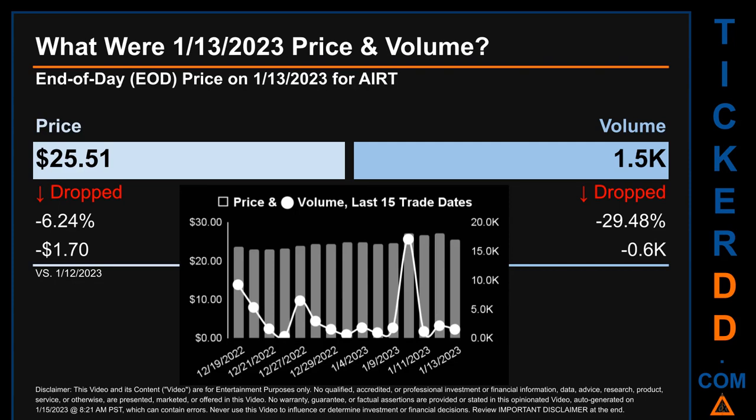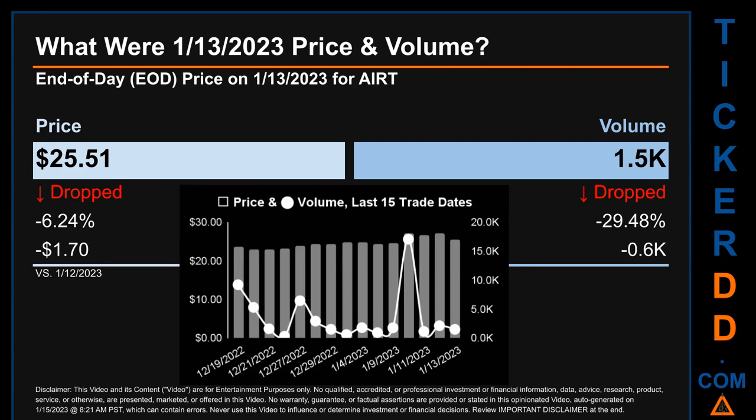What was end of day price and volume for AIRT? On Friday, January 13, 2023, AIRT had an end-of-day price of $25.51 and volume of about 1.5 thousand. Compared to the previous trading day, the price dropped 6.24%, losing $1.70, while volume dropped 29.48%, decreasing about 0.6 thousand.